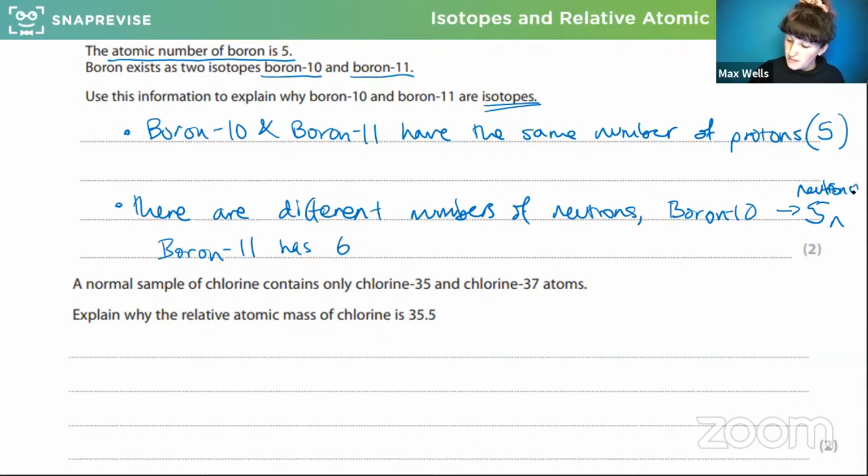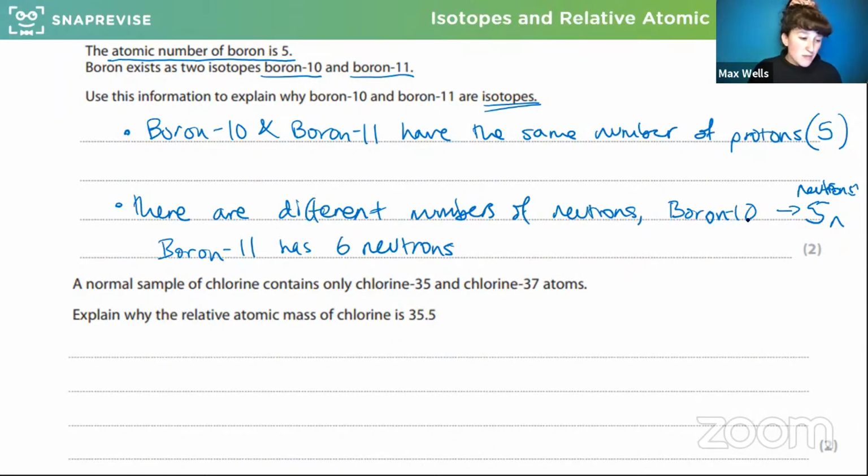There we go. And boron 11, sorry, has 6 neutrons. So that's the same bit of maths we did before. They've given us their mass numbers. So boron 10 has a mass number of 10. So mass number minus atomic number. So 10 minus 5 gives us a number of neutrons, which is 5. And the same for boron 11, but it's 11 minus 5, which gives us 6 neutrons.